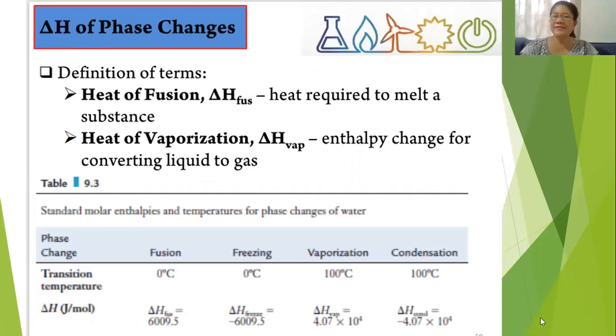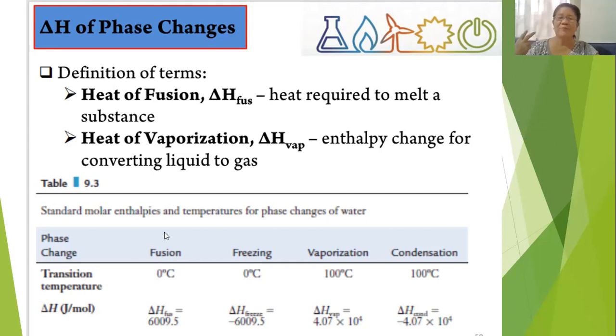So let us now take the different definitions of terms. What do you mean by heat of fusion and heat of vaporization? Heat of fusion has the formula delta H fus. This is the heat required to melt a substance, for instance, solid ice into liquid water. That is heat of fusion. The heat of vaporization is the phase change from the liquid, the boiling, which happens at 100 degrees centigrade. Of course, because your water is being converted into a gaseous form.